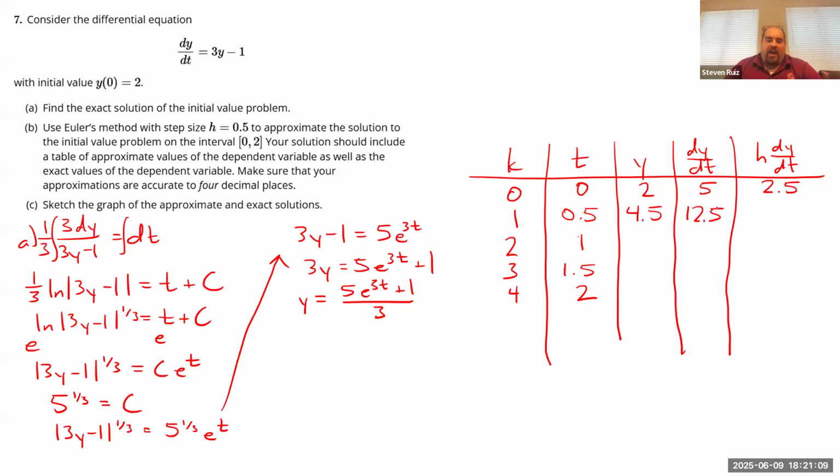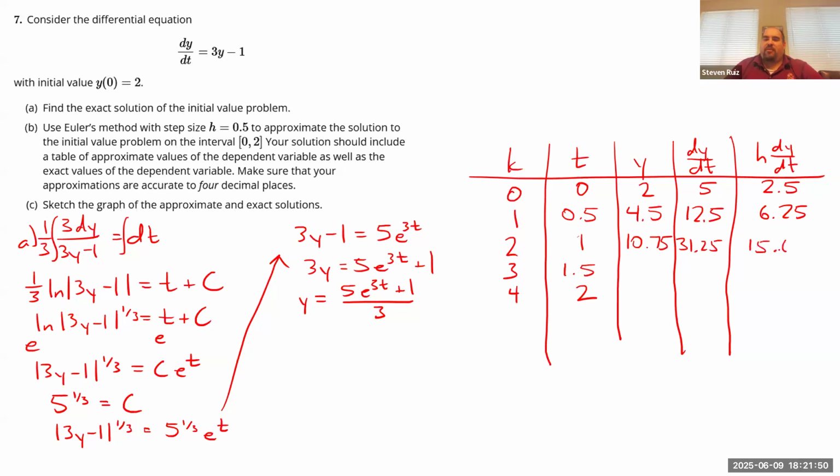And then my step size is a half, so I'll divide that by 2, and I get 6.25. That's my change in y, so I add that to y, and I get 10.75. All right, so that new y will help me find my new dy/dt. So 10.75 times 3 minus 1 is 31.25.